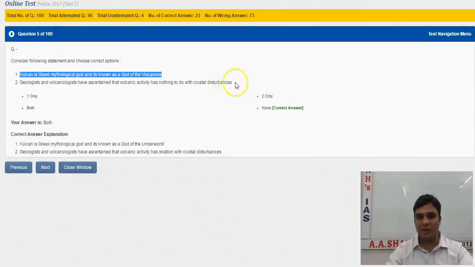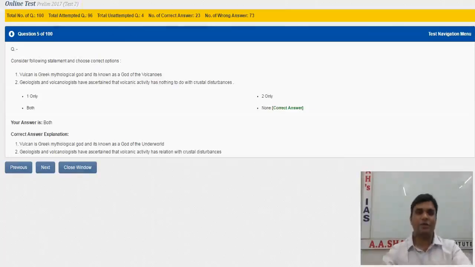Now this is something that you need to know. The first statement was just put in there to make the question more tricky for you, not to test your knowledge. It is the second statement which is actually the question statement. Geologists and volcanologists have asserted that volcanic activity has nothing to do with crustal disturbances. Okay, so basically the answer to this is none, because both of them are wrong.